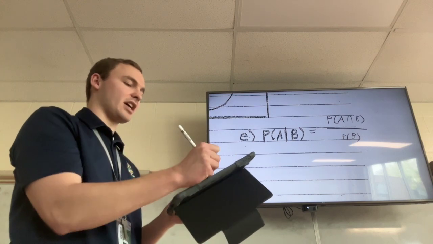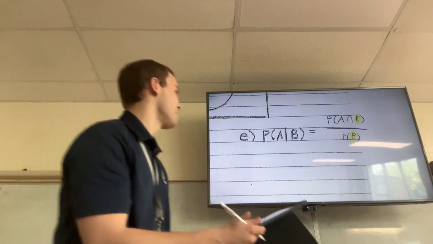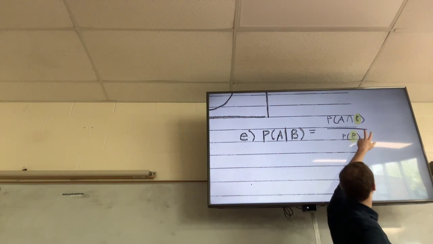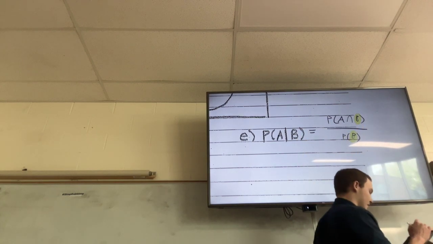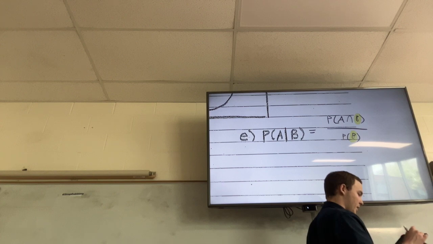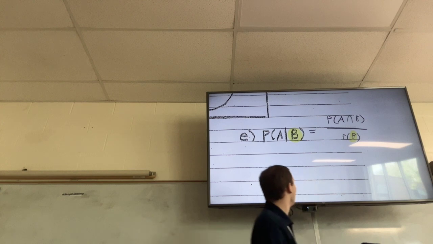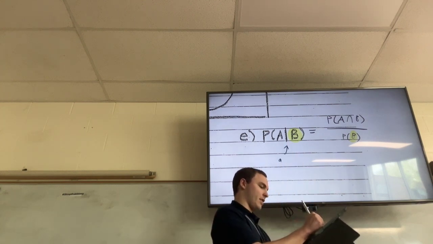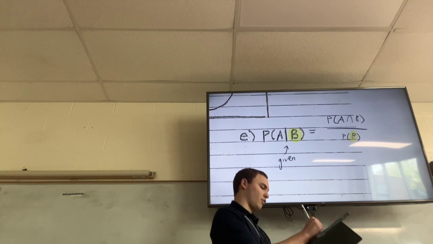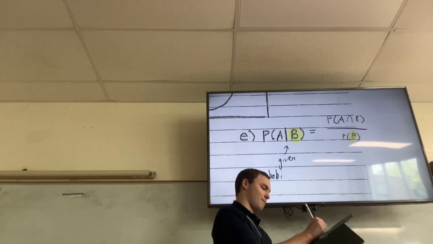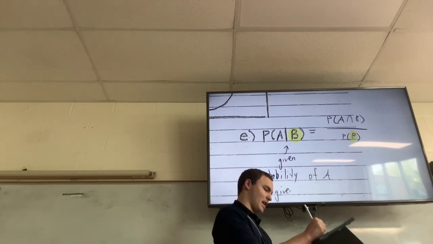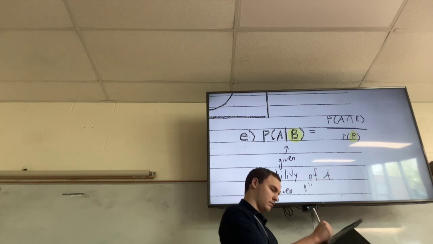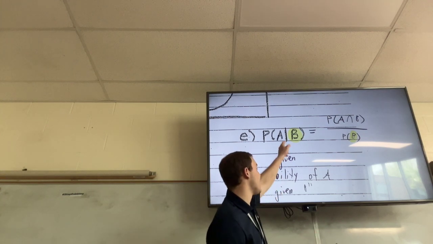I remember studying this in college and thinking, the bottom one is whatever the second letter is here. So then this line, the line means given. So this is probability of A given B. That's how that's pronounced. That's what the line means, given.